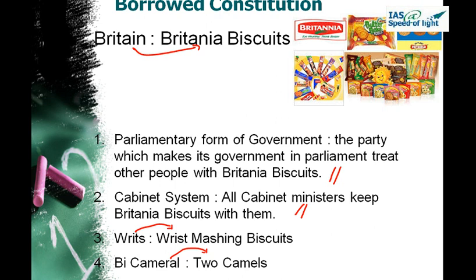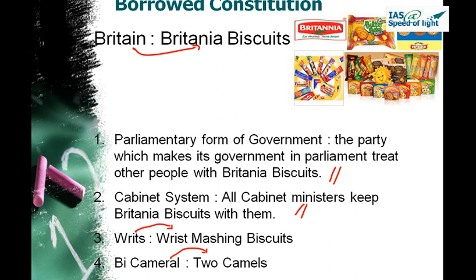So Britain becomes Britannia for us, and Britannia, first thing, is the parliamentary form of government. The person or the party which forms its government in the parliament treats other people with the Britannia biscuit. Second thing is the cabinet system. Cabinet, all cabinet ministers keep Britannia biscuits. Writs, okay, writs which are issued by the courts. Writ becomes wrist, okay. So using your wrist to smash or to mash the biscuits, Britannia biscuits.